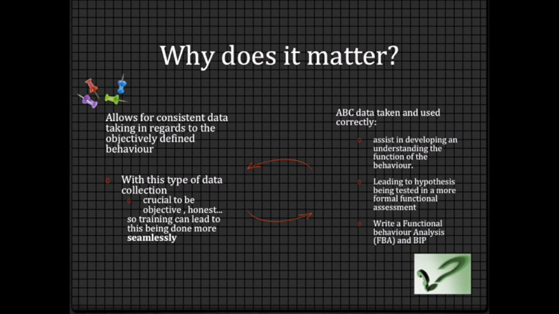It's because in such a way it allows for consistent data taking in regards to the objectively defined behavior. With this type of data collection, it is crucial to be objective and honest, so training can lead to this being done more seamlessly. And when ABC data is taken and used correctly, it assists in developing an understanding of the function of the behavior, leading to hypotheses being tested in a more formal functional assessment, and it helps professionals to further develop a functional behavior analysis known as FBA and also a BIP.